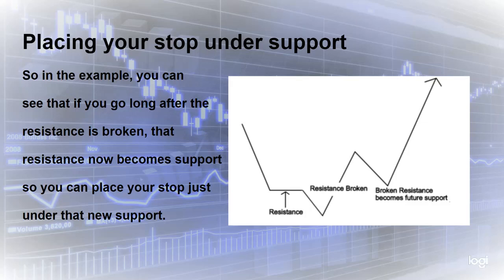So, placing a stop under support, we'll have a look at this example. You see that if you go long after the resistance is broken, that resistance now becomes support. So you'd want to place your stop under that new level of support. The market breaks the resistance, goes up, comes down, gets supported by that old level of resistance, and then bounces and goes up. So you'd want your stop around this level, underneath that support level. Sorry, it was your old resistance, but it's now new support.